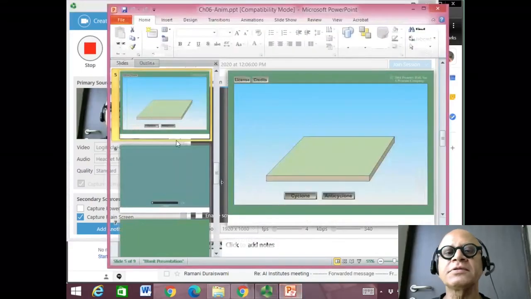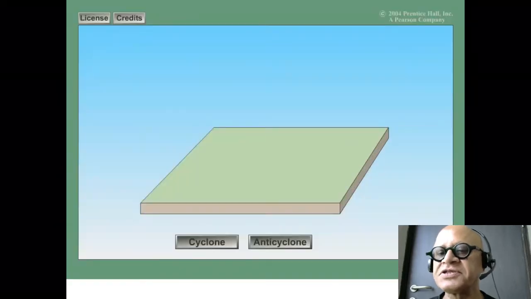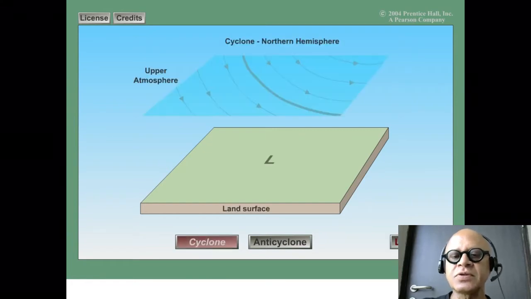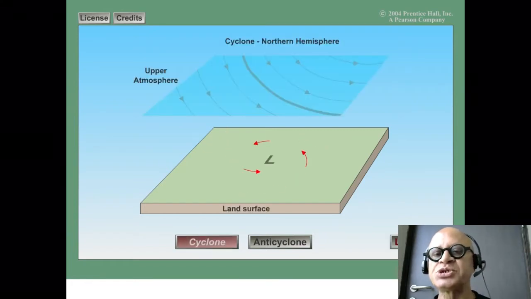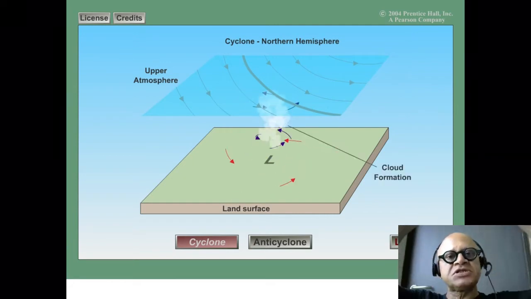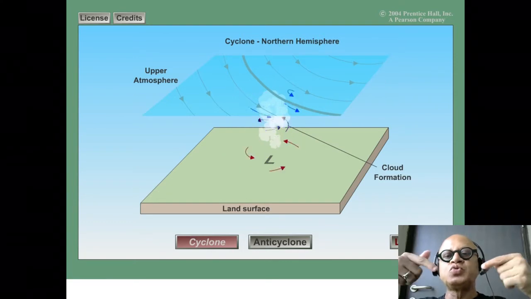So let's look at the animation of a cyclone here. Okay, it's a very simple one. So you have the cyclone formation or cyclonic circulation. You have a low pressure system in the middle, which means there is high pressure around it, and the flow is going to go from high pressure to low pressure, which means air is trying to go to the middle.